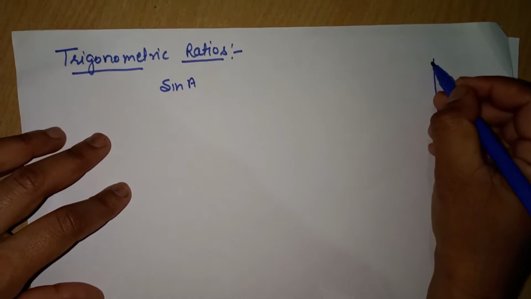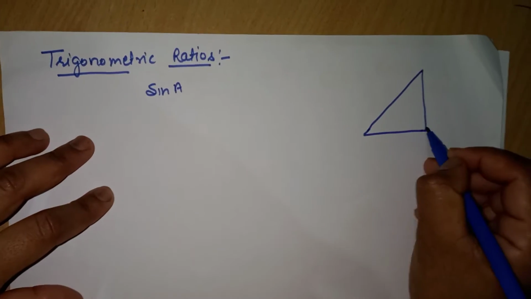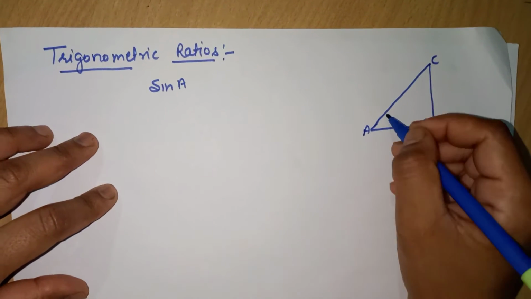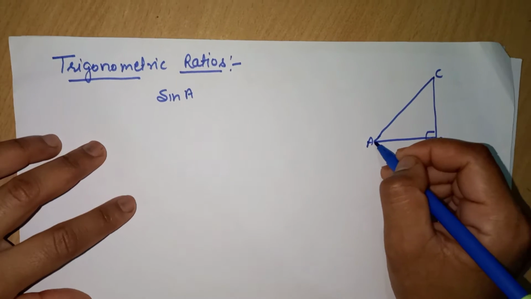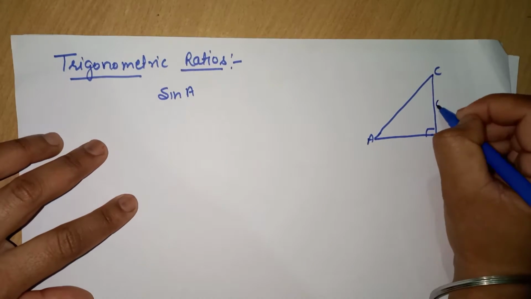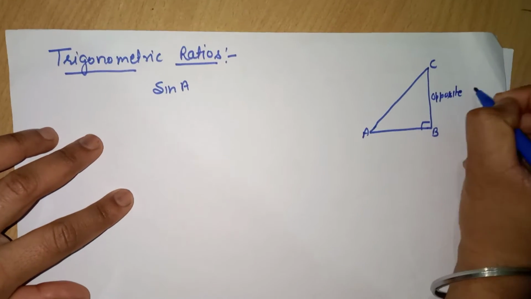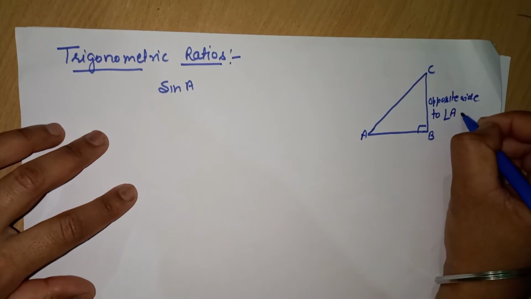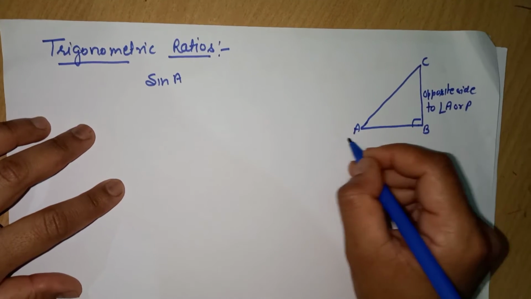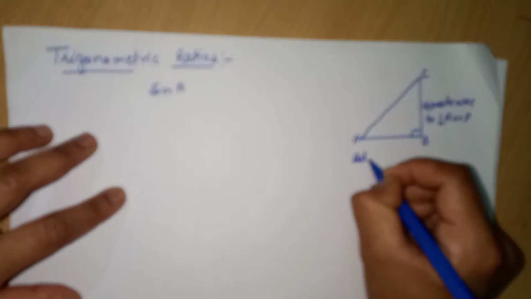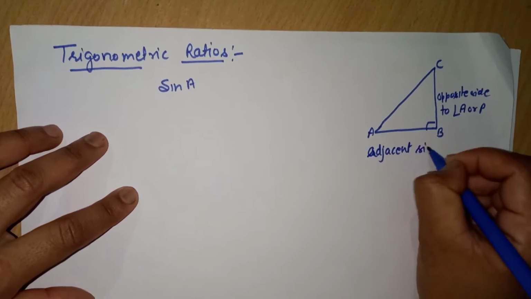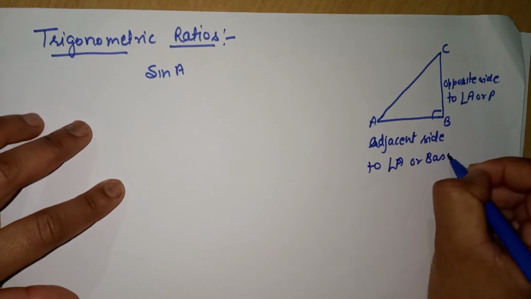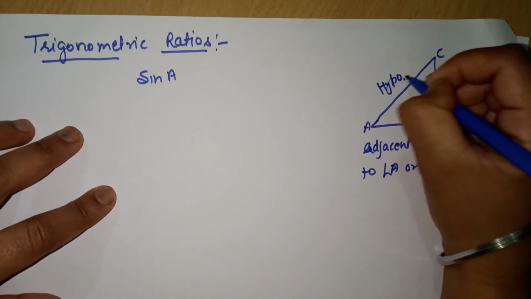Here if we take the right angle triangle as A, B, C, and if we consider the acute angle A, then the side opposite to angle A is called the opposite side to angle A, or perpendicular, and the side adjacent to angle A is called the adjacent side to angle A, or base, and this is the hypotenuse.